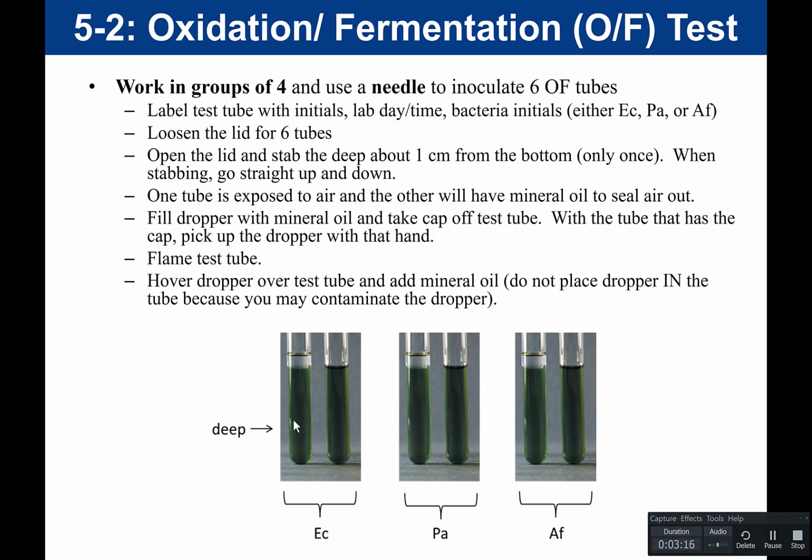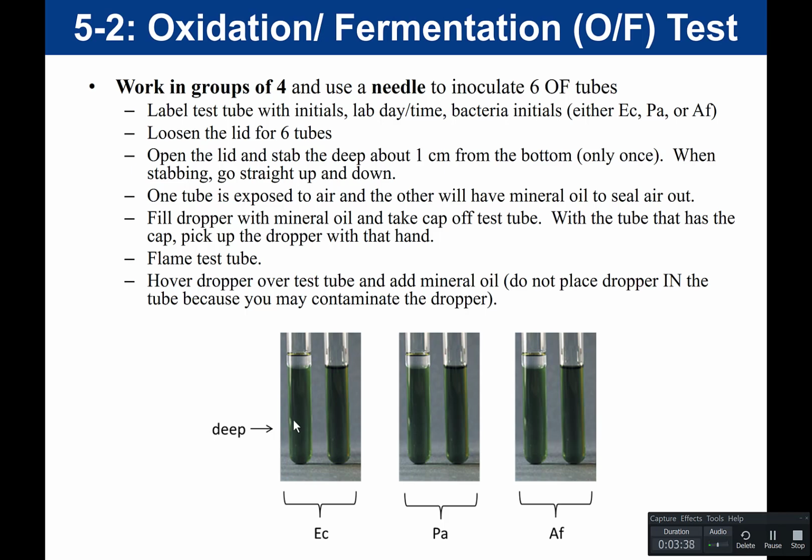So the way that we would do this experiment, because this is an agar deep and because it's a semi-solid, we need to inoculate, not using a loop. A loop is used to inoculate a broth, but for an agar deep, we need to inoculate with a needle. And to do that, we need to do a stab inoculation.